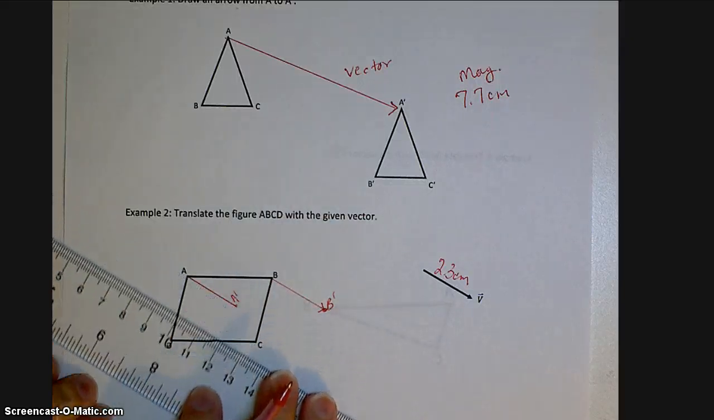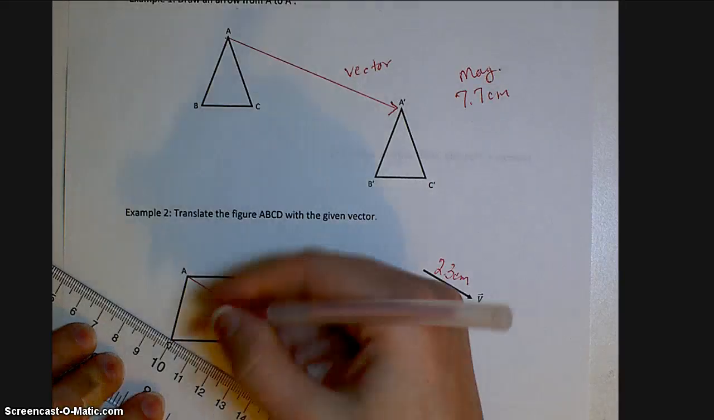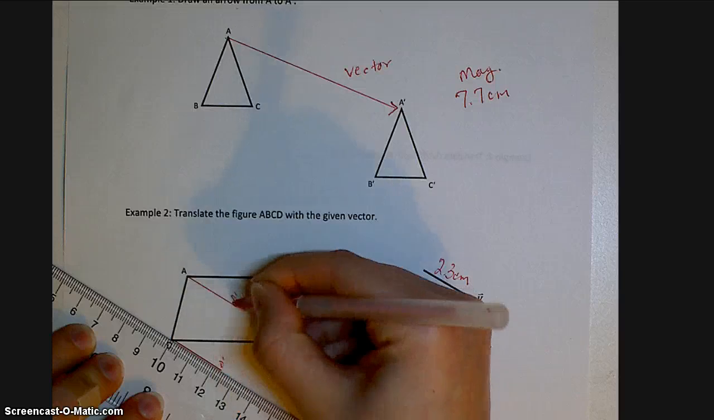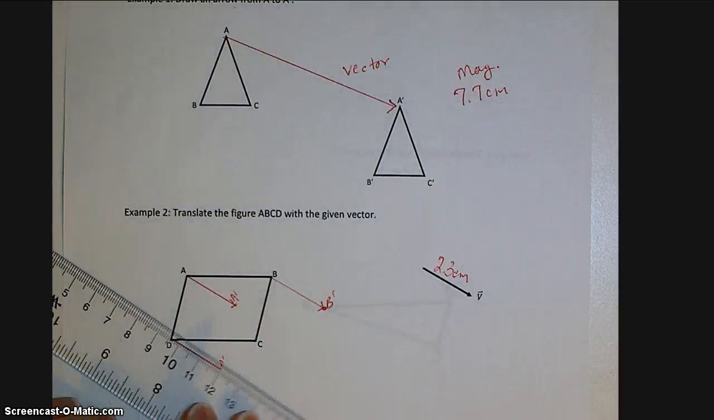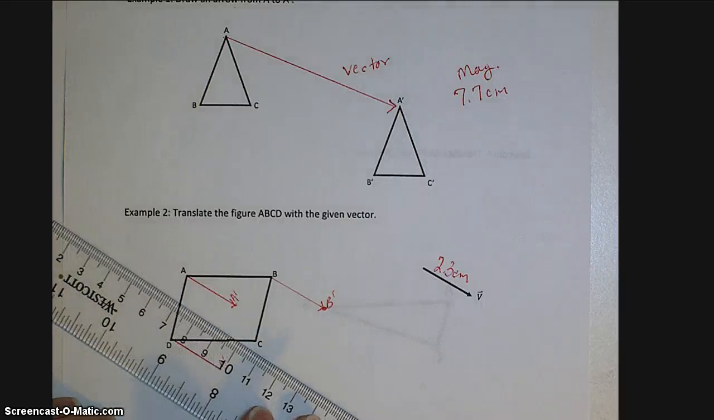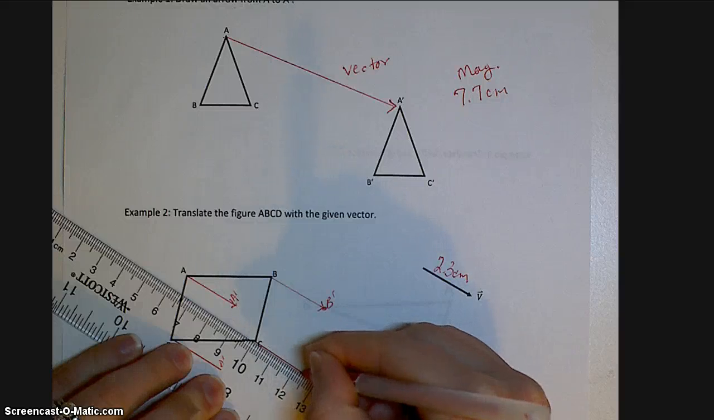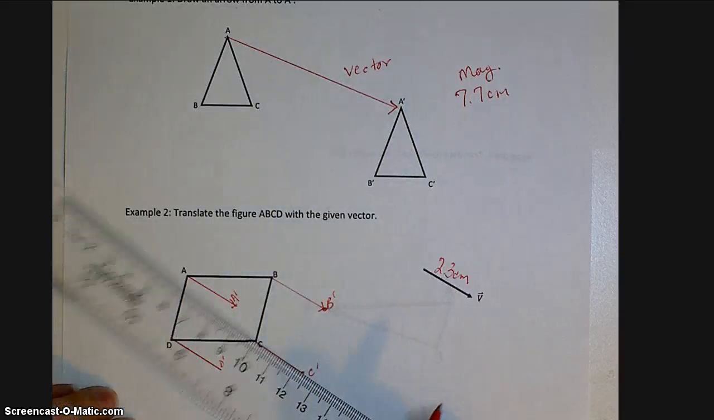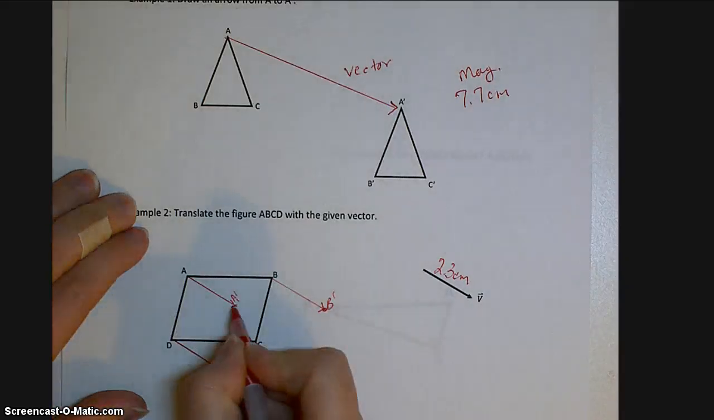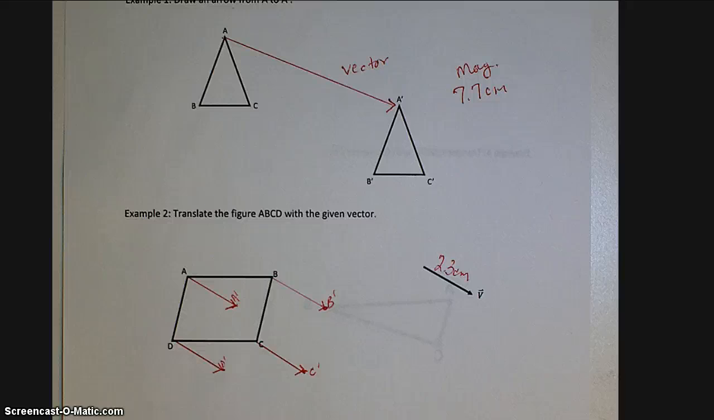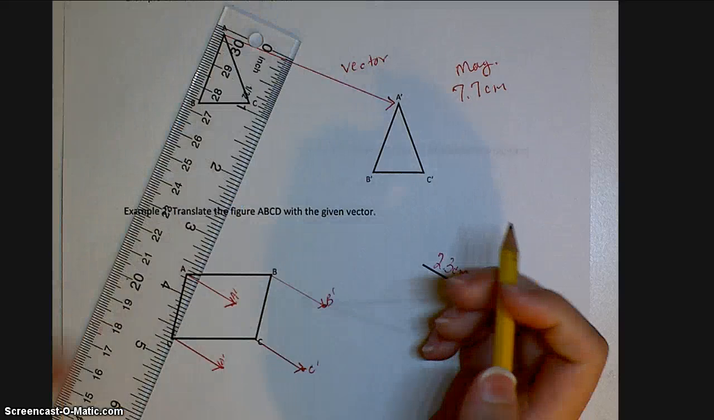Move it down to D. D prime. And last one is C. C prime. Okay, now you can move your ruler because we've got all 4 points. We want to add an arrow to show that this was moved by a vector. And then the last thing we need to do is connect the points so that it has the same closed shape that we started with.